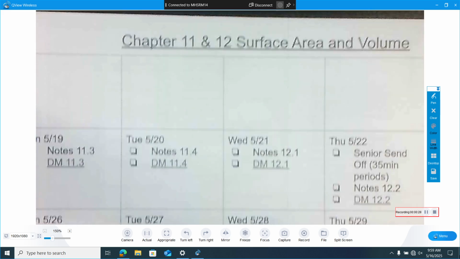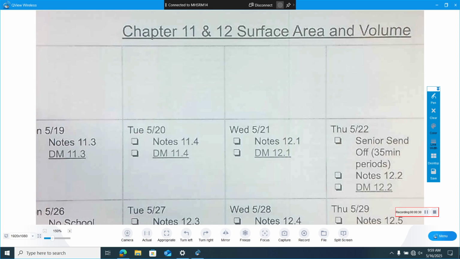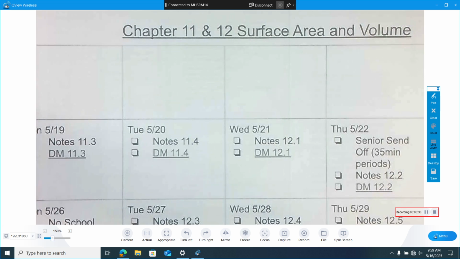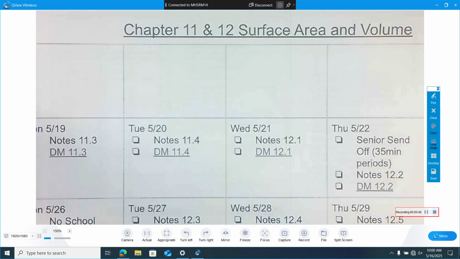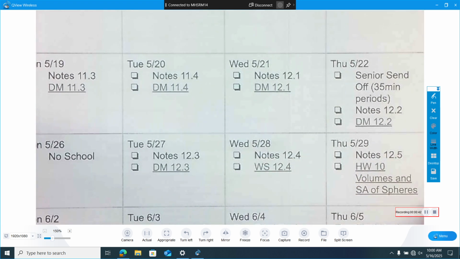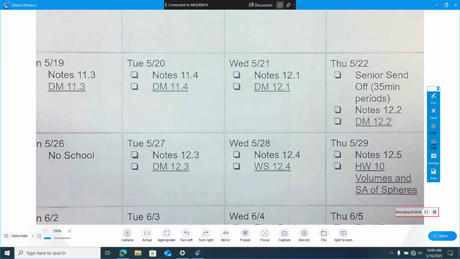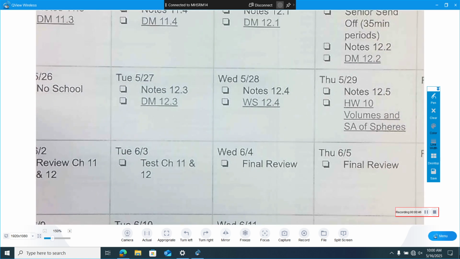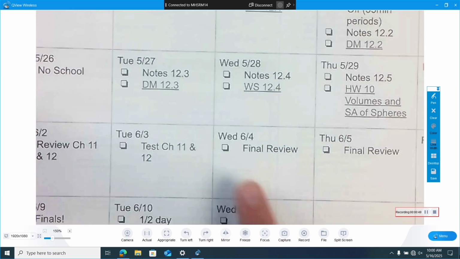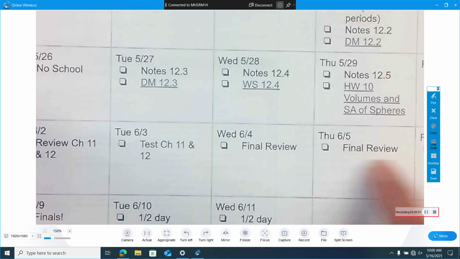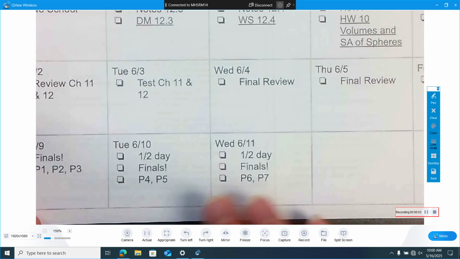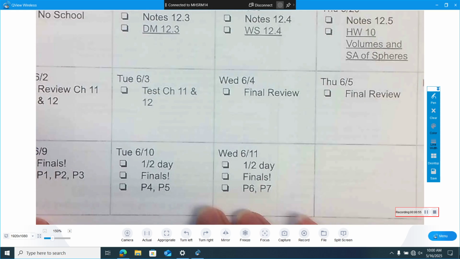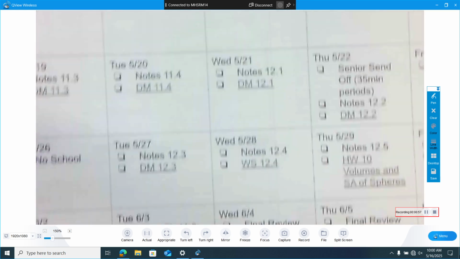What do you need to do if you miss a day? Make it up. Make it up. It is your responsibility, okay? The videos are posted. Everything is Delta Math, mostly. So there's a couple of worksheets, but it's mostly Delta Math. And then we have a test, and then some final exam review days, and then finals, and that's it. There will be test corrections, which you can still do.